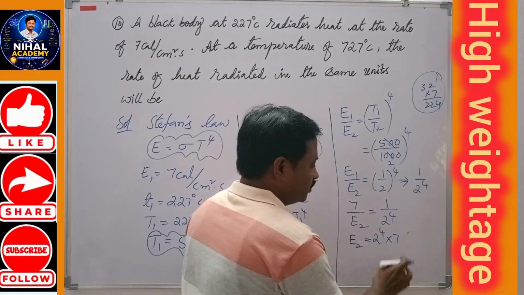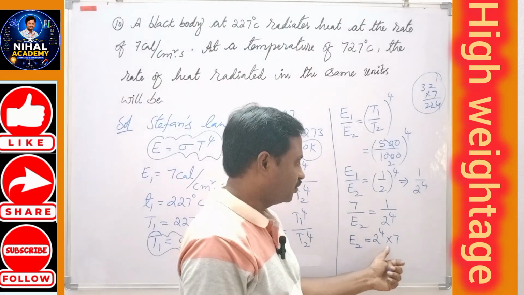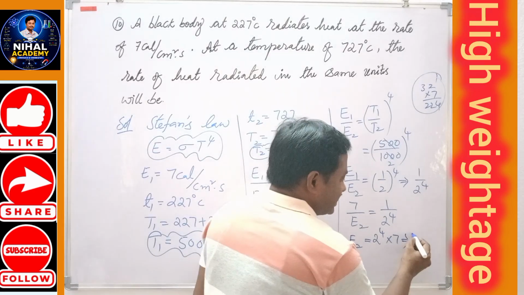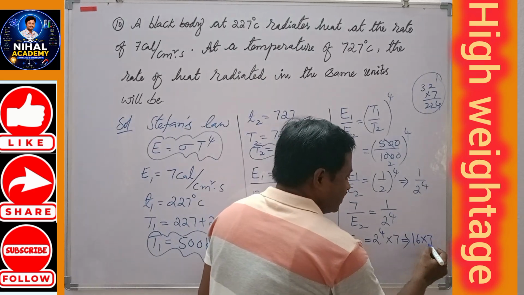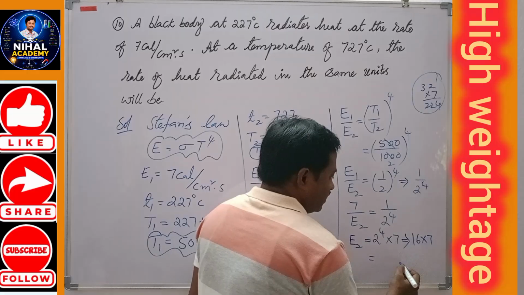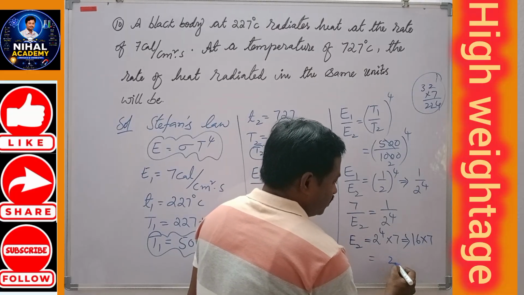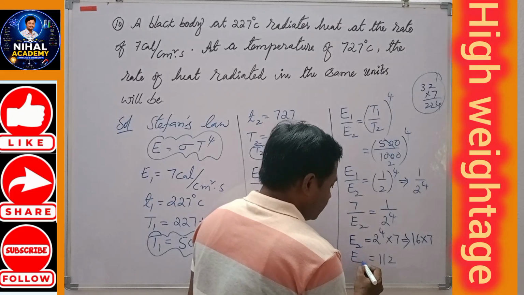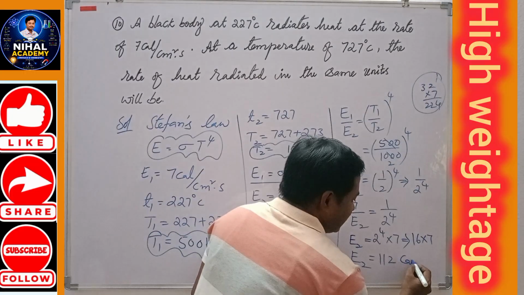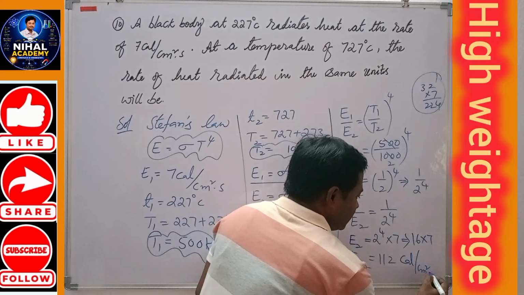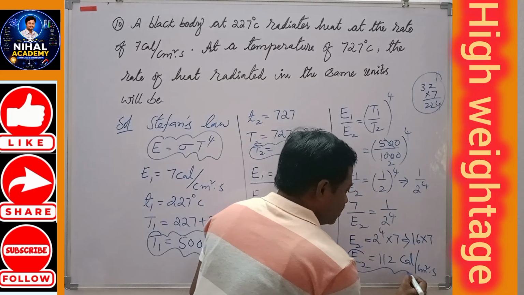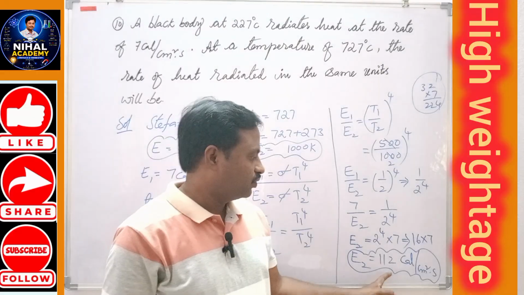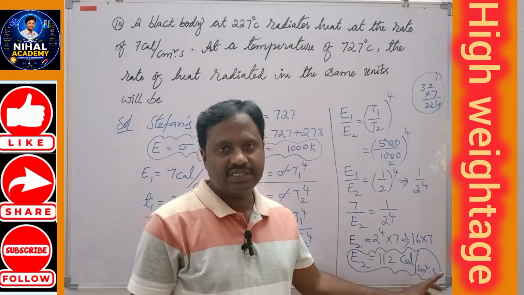So this is equal to 2 power 4 means 16, into 7. So 16 sevens, 7 sixes are 42. So 2 4s are 8, 7 ones are 7, 7 plus 4 is 11. So E2 equals 112 calorie per centimeter square second. So this is the energy radiated in the second case. So E2 is equal to 112 calorie per centimeter square second.